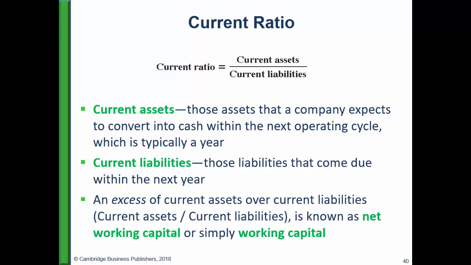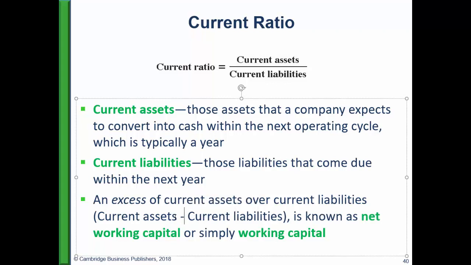You want this to be more than one; you should always have more current assets than current liabilities. And usually a higher number is better, but if it's too high, it means the company has too many current assets that it doesn't necessarily need. Now, another measure is working capital, also net working capital. This would be current assets minus current liabilities. Here, this is actually incorrect. This should be not a division sign, but rather a minus sign.